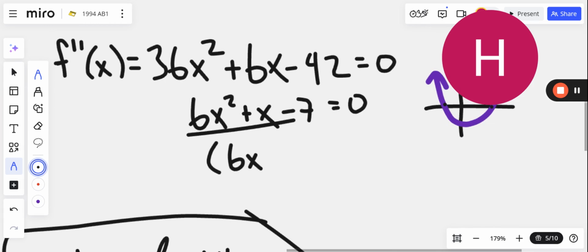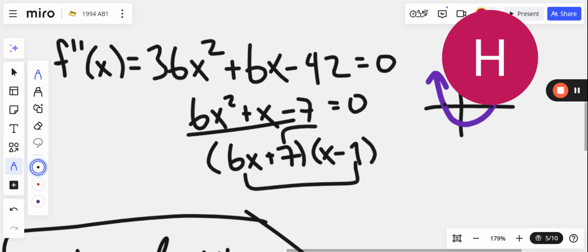6x, I think it'll be plus 7 and x minus 1. Does that work out? Let's see. This is 6x. This is 7. So, negative 6x, and this is 7. So that makes 1x. And then, of course, these make 6x squared, and these make negative 7.